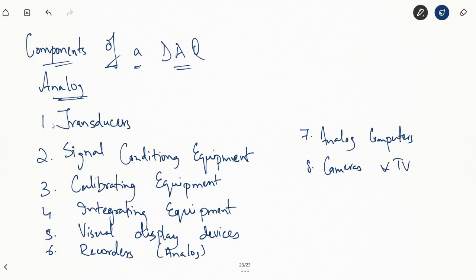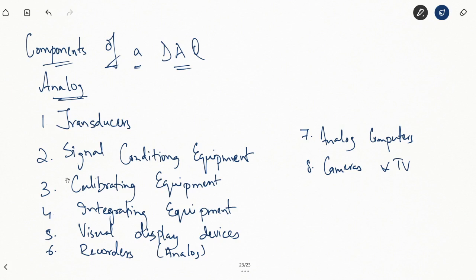Then you can have recorders. Recorders can be of different types. They can be simply magnetic tape recorders, they can be strip chart recorders, or you can even have a CRO with memory inbuilt, so that the data is recorded at some place.